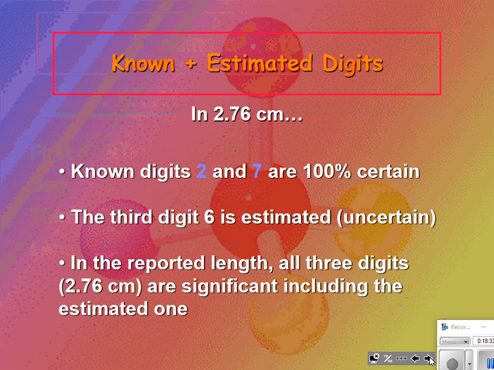The known digits, the 2 and the 7, are 100% certain. The third digit is the uncertain digit. So the last digit is an estimated digit, or in my case, I estimated it to be the 5. In the reported length, all 3 digits are significant, including the estimated one. So when I'm reading that, how many significant figures would I have? 3 sig figs right here.